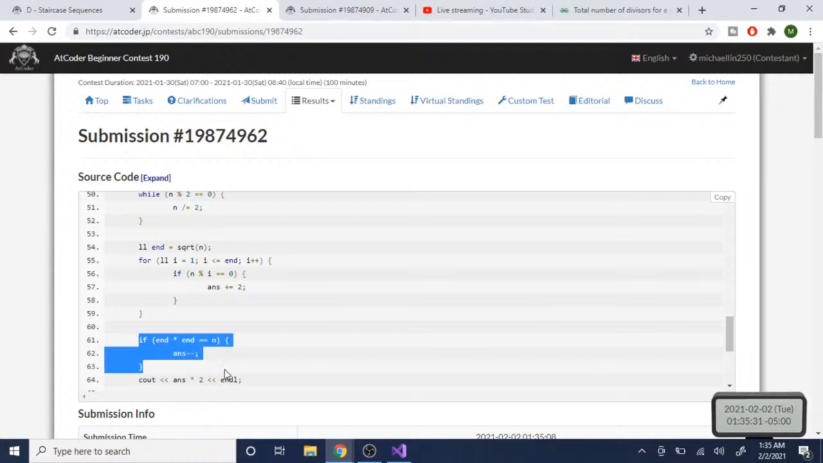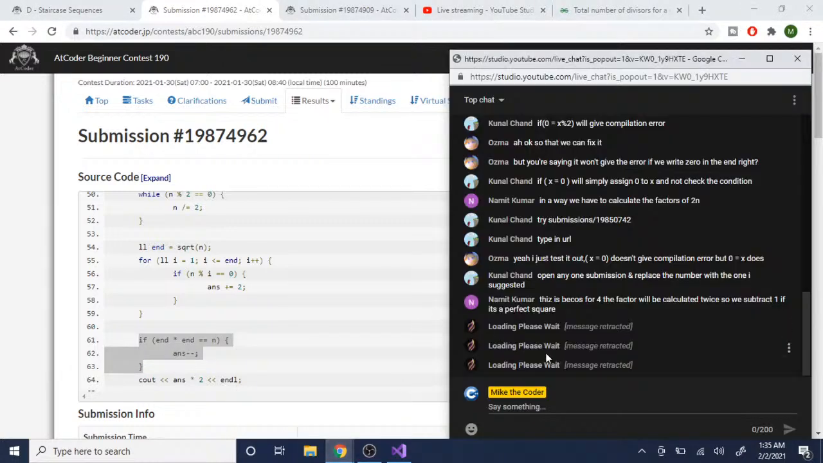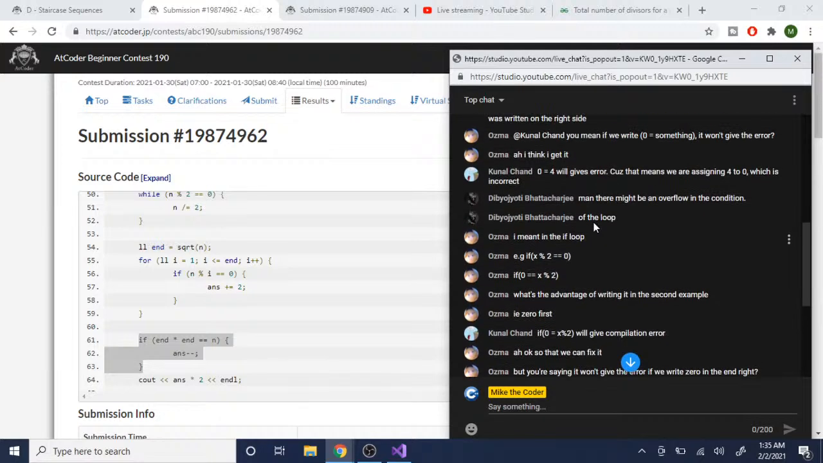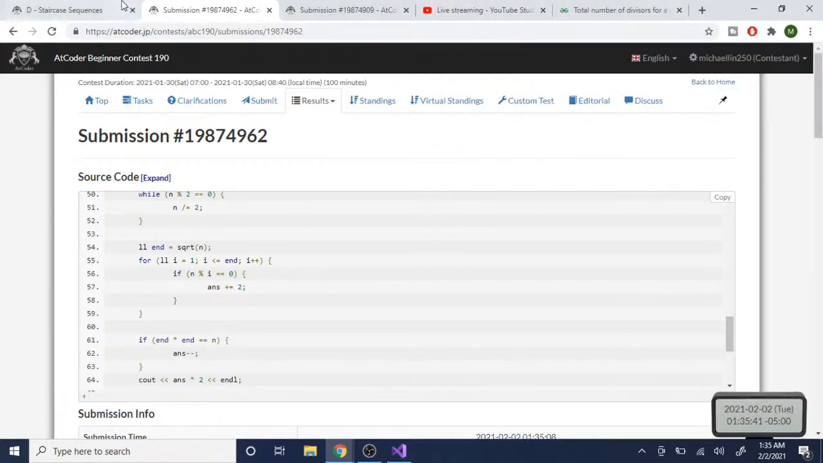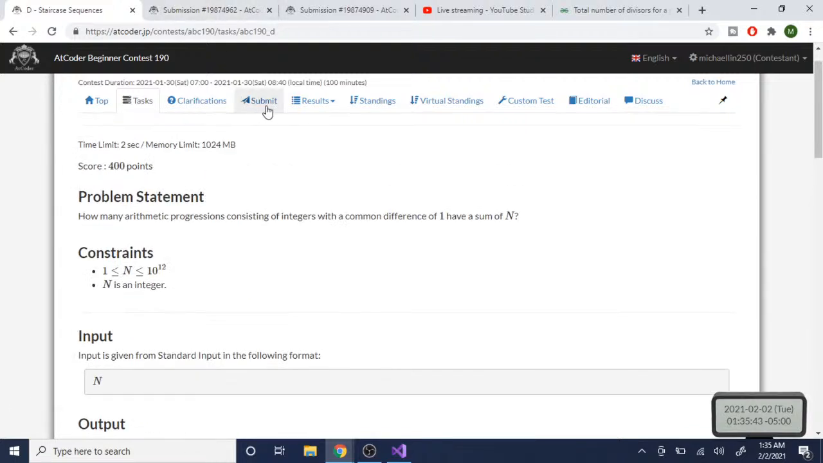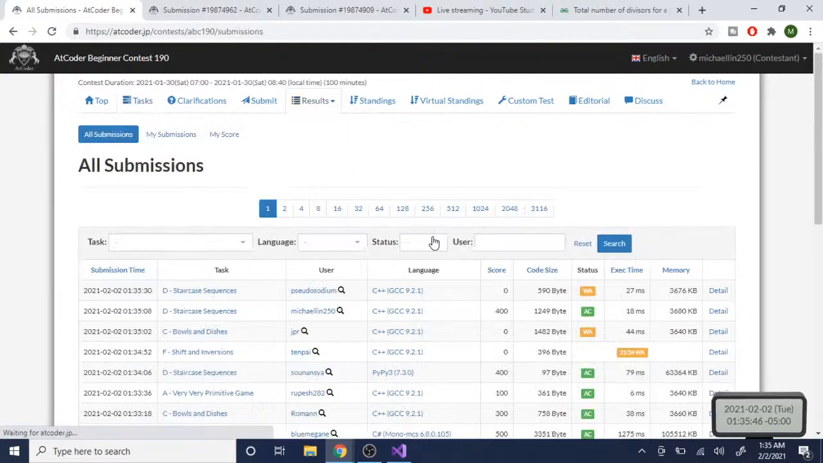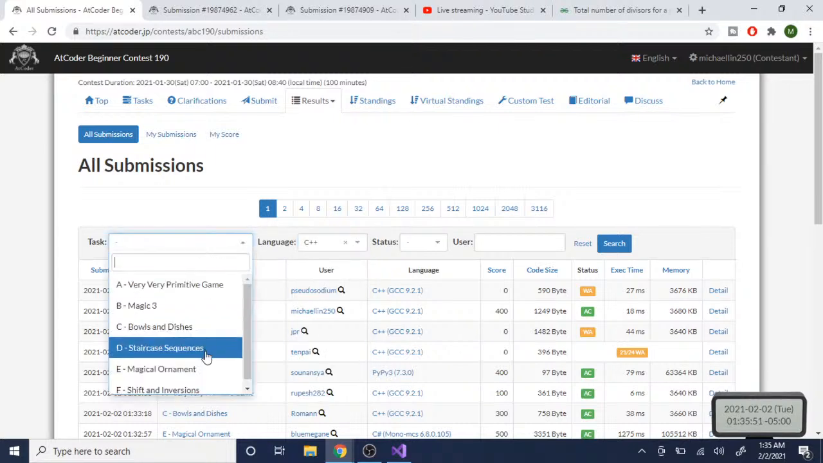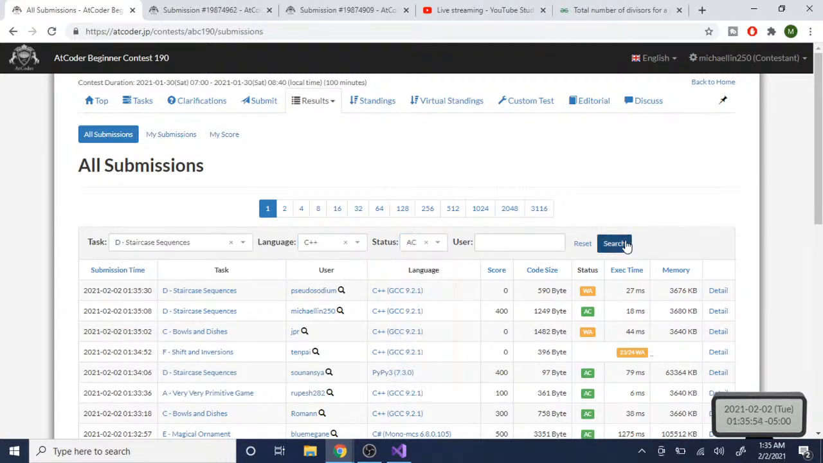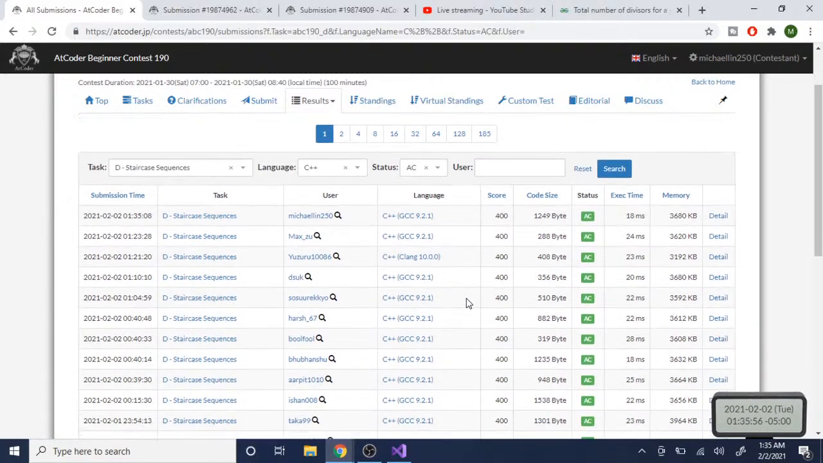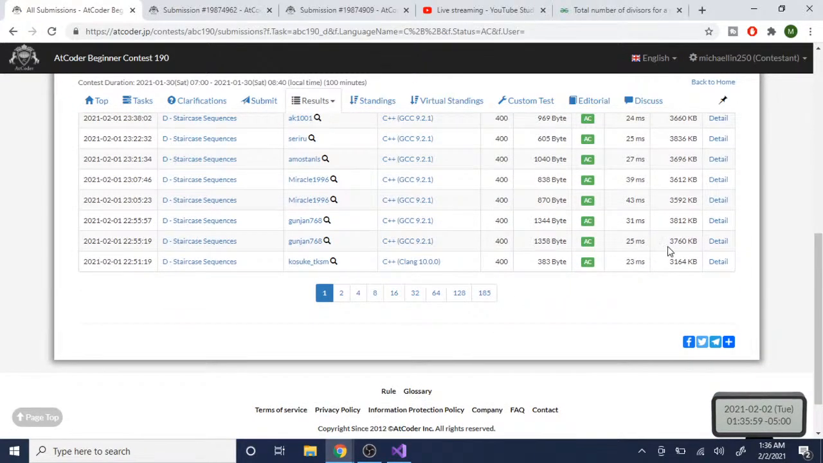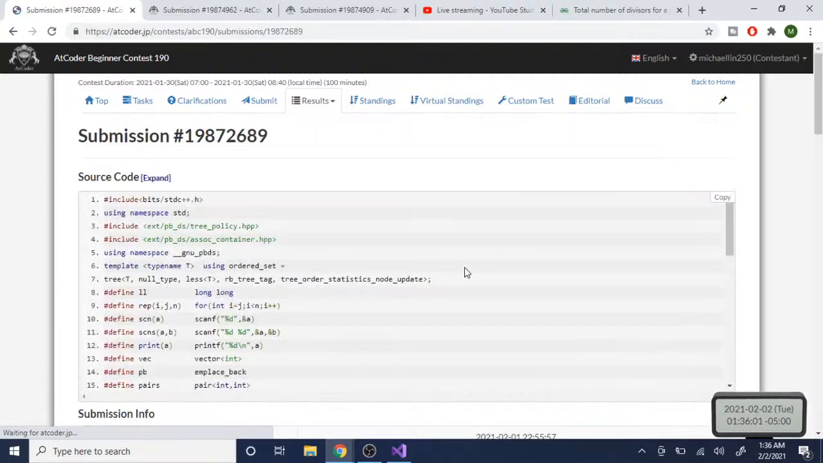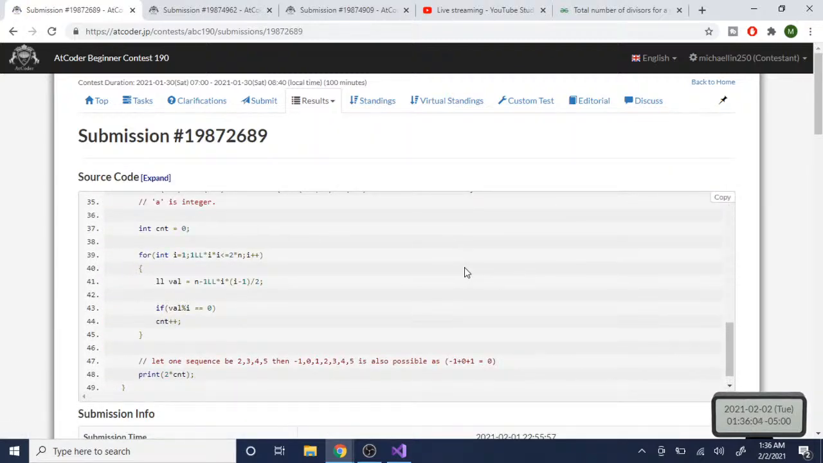Okay, I think it makes sense about n times n. But I don't know. Let's look at other submissions. Let's keep looking at other submissions. Okay, let's look at this. See, I don't understand what they're doing here, though.